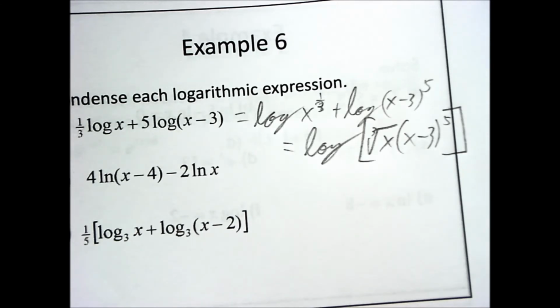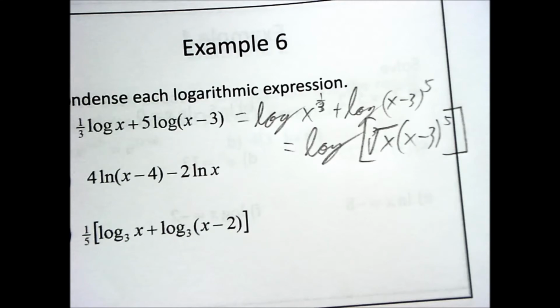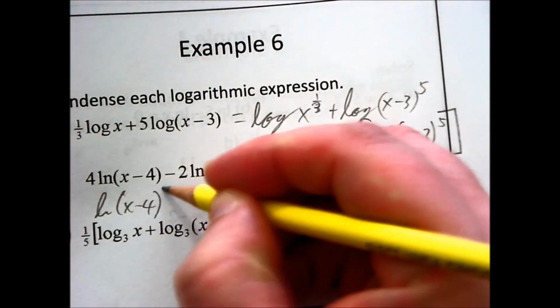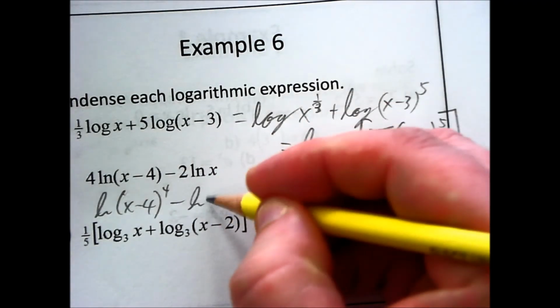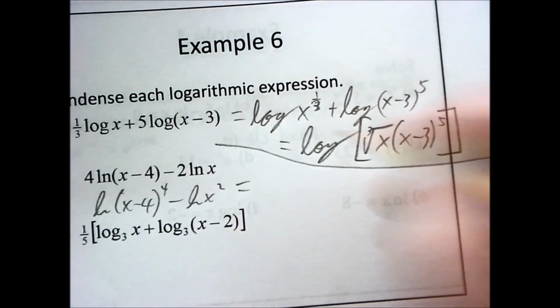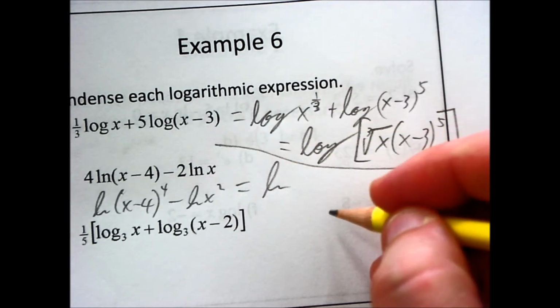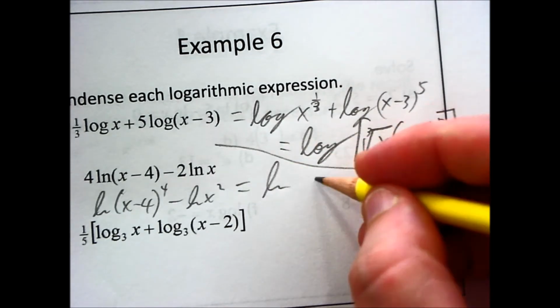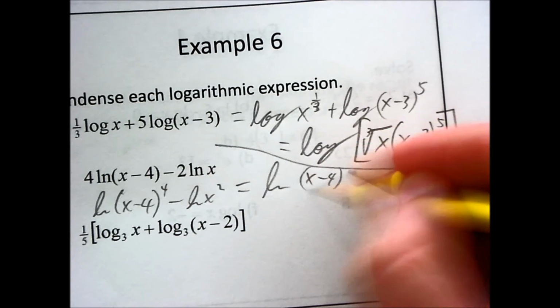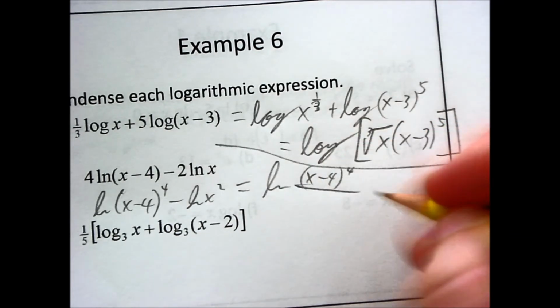On the next one, same thing first. Move up anything that's an issue out front. So ln of x minus 4 to the 4th minus ln of x squared. Then what is my single natural log here going to look like? Yeah, x minus 4 to the 4th over x squared.